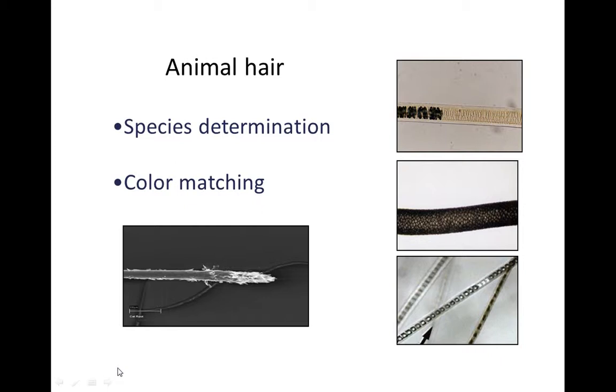Within the dog species, a forensic examiner is not able, from microscopic examinations, to specifically identify whether that dog hair comes from a German Shepherd or from a Cocker Spaniel. So we limit it to the species determination only. In some instances, it may be necessary to do color matching.